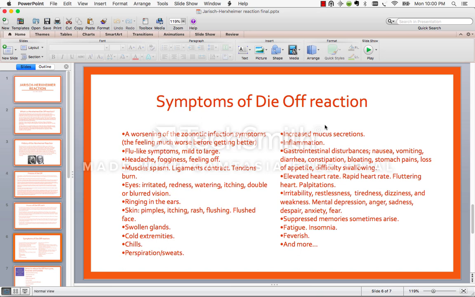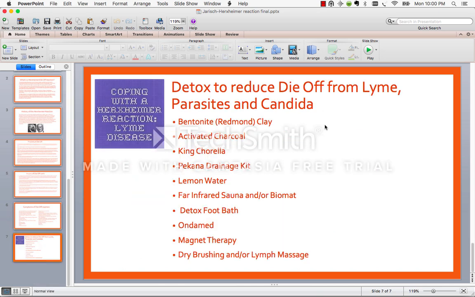Some people will actually have an elevated heart rate or a rapid heart rate, fluttering and heart palpitations, irritability, moodiness, restlessness, tiredness, dizziness, weakness. Some people will get what we call Bartonella rage. They'll get depression, severe anger for no reason, sadness, anxiety, OCD, fear. Suppressed memories can happen, fatigue, insomnia, and many more can happen as well.